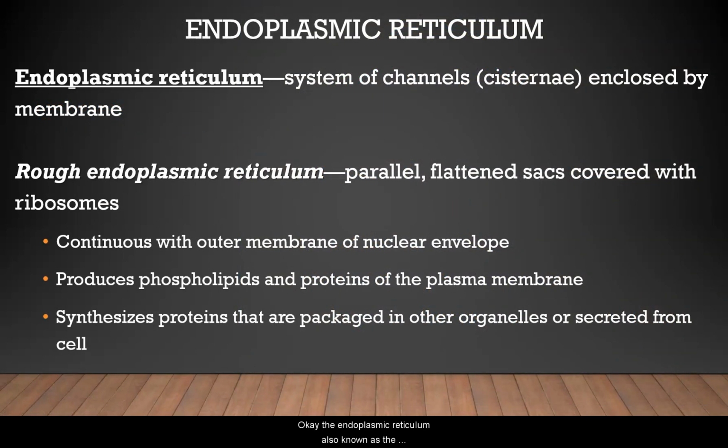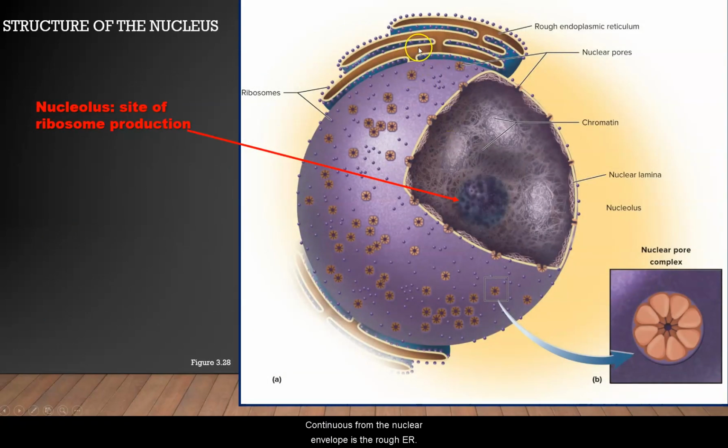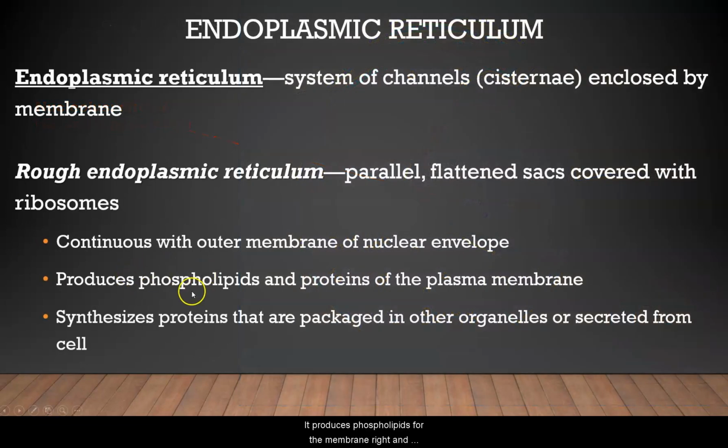Okay, the endoplasmic reticulum, also known as the ER, is a system of channels called cisternae enclosed by membrane. They are membranous organelles. There are two types, the rough endoplasmic reticulum and the smooth endoplasmic reticulum. The rough endoplasmic reticulum is parallel, flattened sacs covered with ribosomes. It's rough because it's covered with these ribosomes and looks bumpy. It is continuous with the outer membrane of the nuclear envelope. If we went back, you could see that continuous from the nuclear envelope is the rough ER. It produces phospholipids for the membrane and proteins of the plasma membrane. It synthesizes proteins that are packaged in other organelles or secreted from the cell.